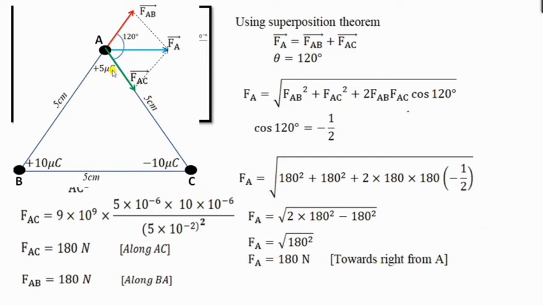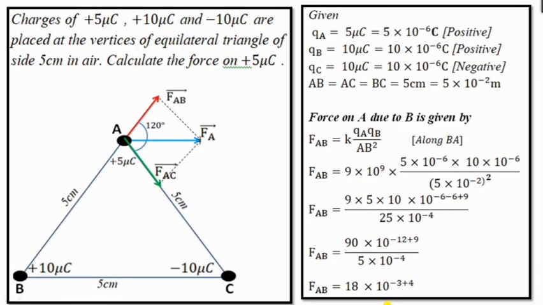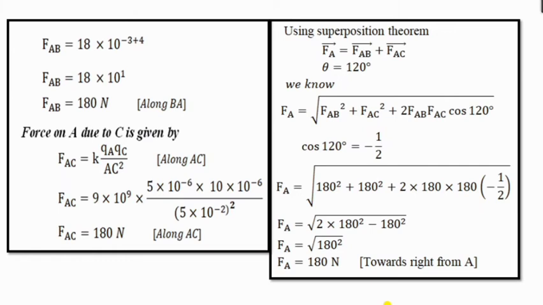So by symmetry, because these two vectors are equal, the resultant will be in the direction at 60 degree from one of the vectors. So by symmetry we can say it is going towards the right from this point A. So the total force is 180 Newton. So this is all the answer done together. So you can pause the video and copy. So this is the second page, I guess.